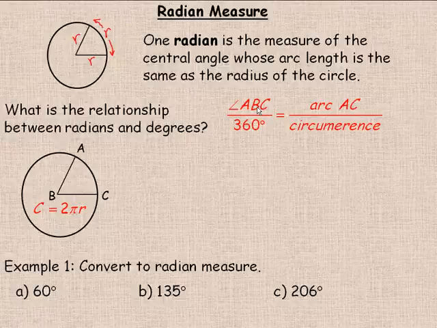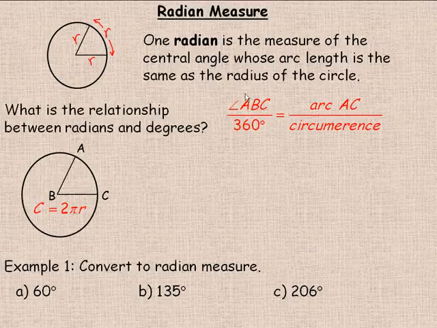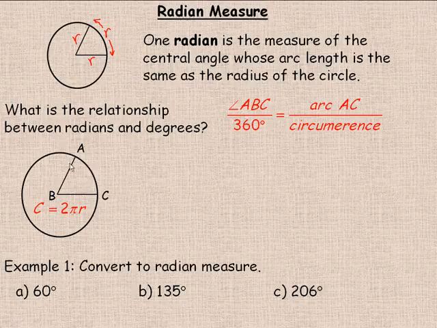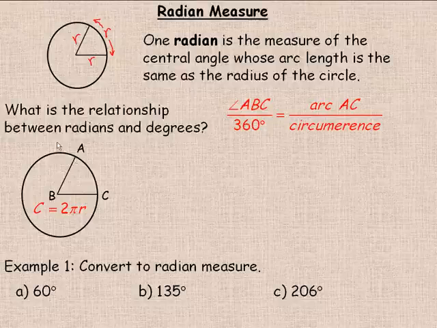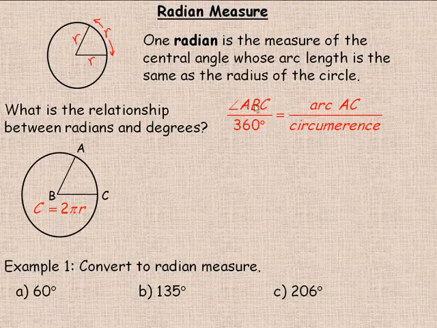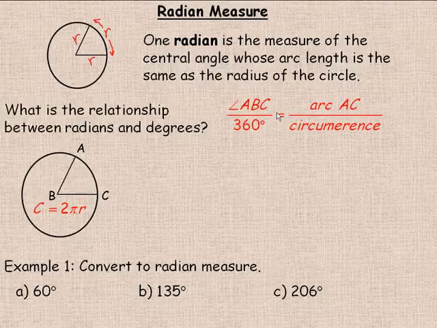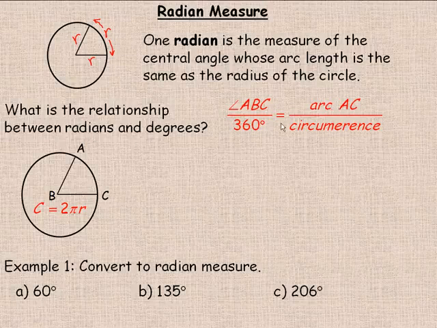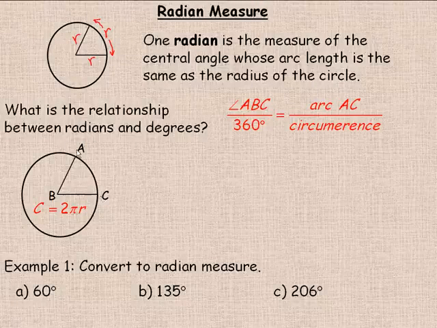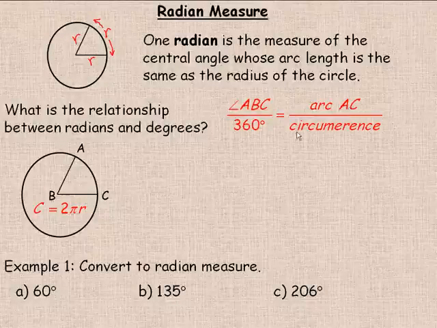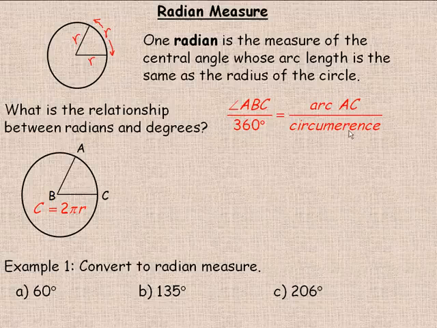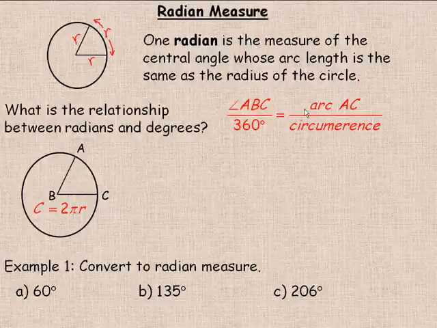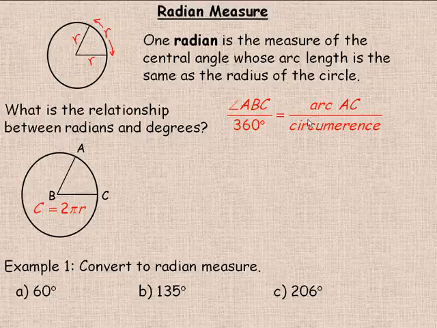And so this proportion says that the ratio of the size of this 1 radian angle to the entire circle, that's what this says on the left side, should be in the same proportion as the ratio of the arc length AC, again, to the entire circle. So part of a circle's arc length, the whole circle in degrees, the whole circle's circumference. So that's what that proportion says.